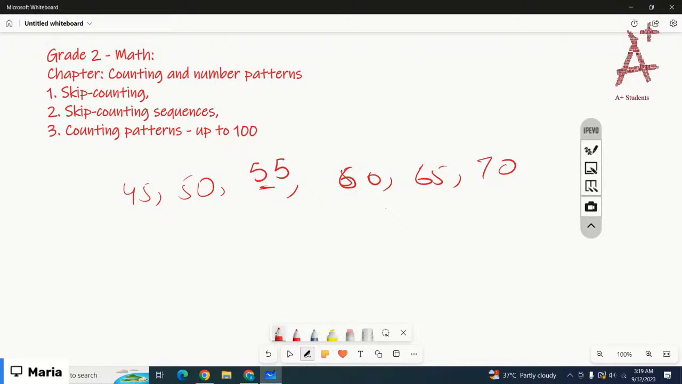The pattern is increasing by 5, right? 45 plus 5 is 50. 60 plus 5 is 65. That means for each next number you have to add 5. So you can add 5 to 50, that makes 55. That's how you know the missing numbers, right? Okay, let's just do another example.